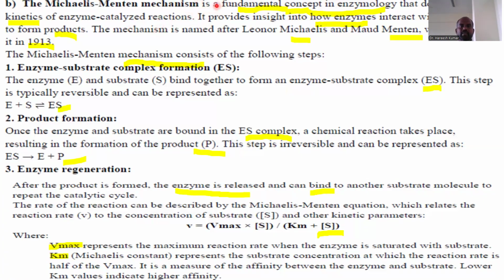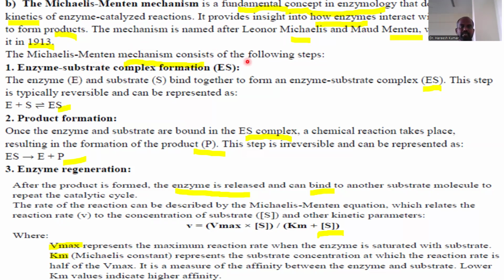The Michaelis-Menten mechanism is a fundamental concept in enzymology that describes the kinetics of enzyme-catalyzed reactions. It provides insight into how enzymes react with substrates to form products. The mechanism is named after Michaelis and Menten, who proposed it in 1930.